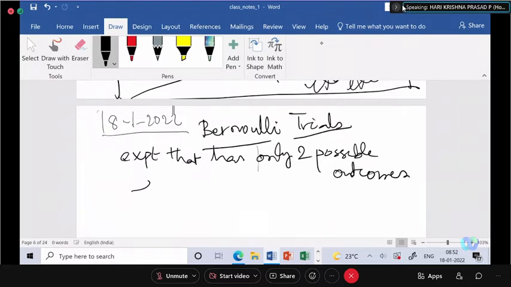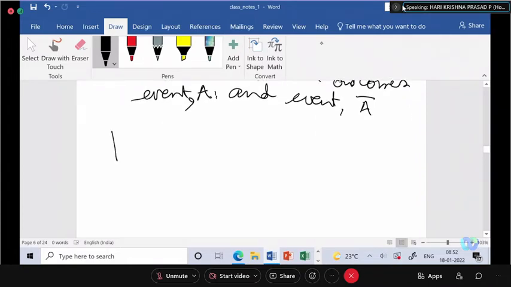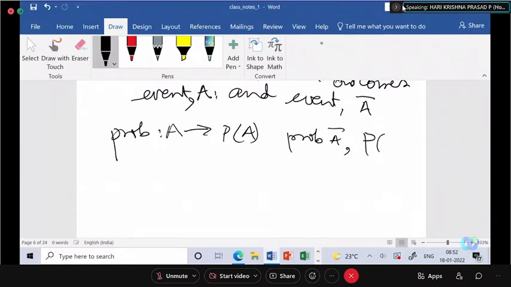So one event is represented by event A and another event is represented by A complement. Since two events are defined, what are the combined probabilities? Probability of event A is P of A. Probability of event A bar is P of A bar.